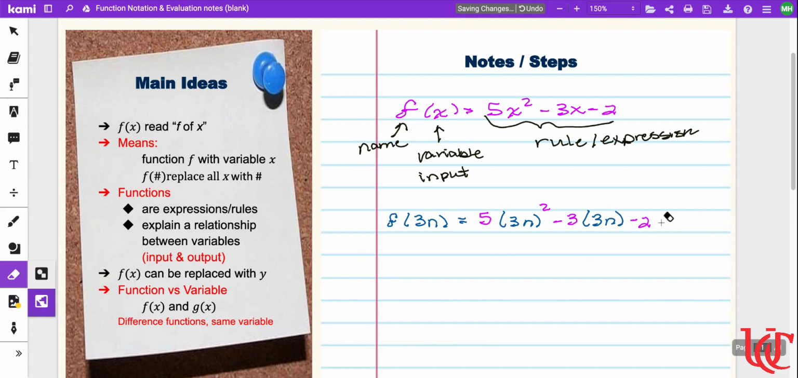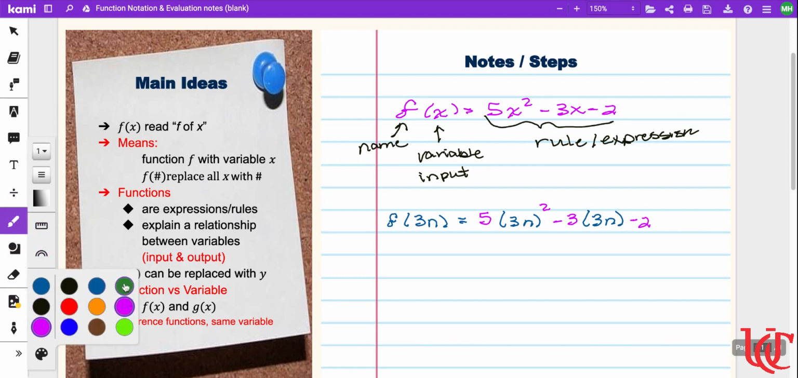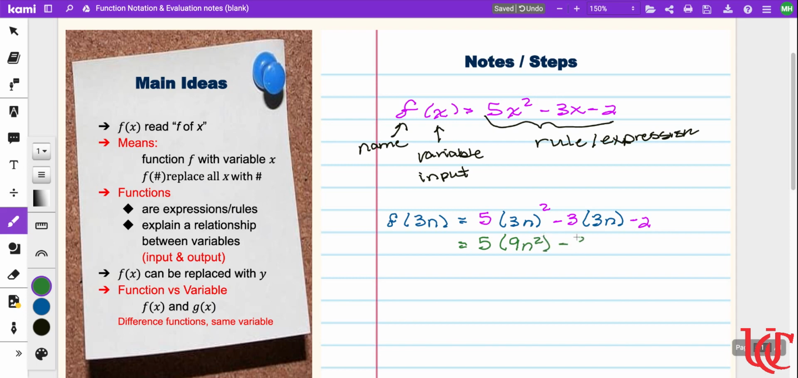So f of 3n does look like this, where I've done the replacements, and now I want to make it look a little cleaner, like there's less stuff to do: simplify it. We're going to do our order of operations, but we're only looking at the right side. So I'm going to keep my equal sign. Order of operations tells me to do the exponent first. So this is going to be 5, and then 3n times 3n. So this is 9n squared minus, I'm just going to write the rest of it.